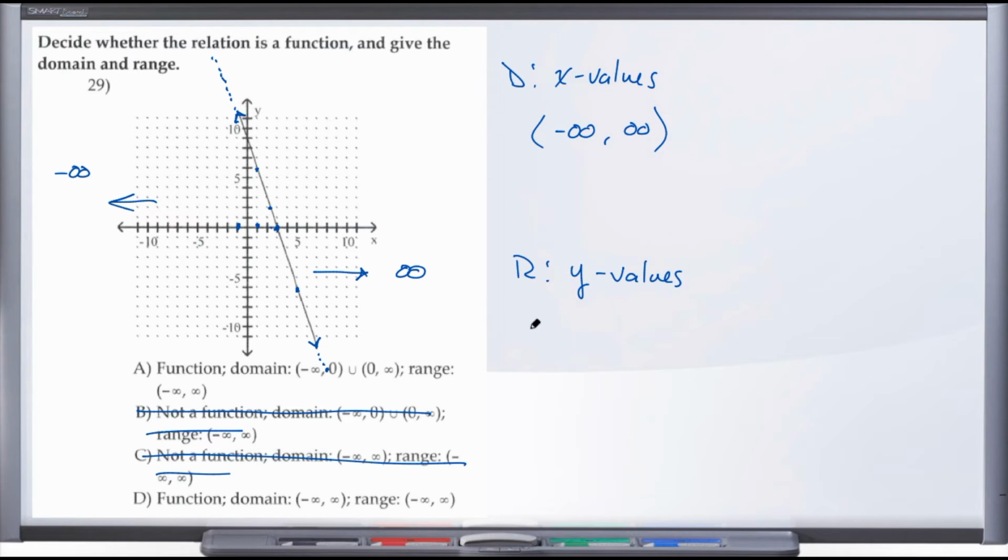All right, let's talk about range now. We'll go ahead and get rid of our little drawings here.